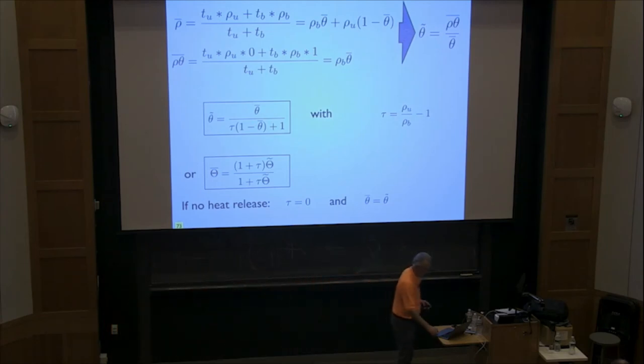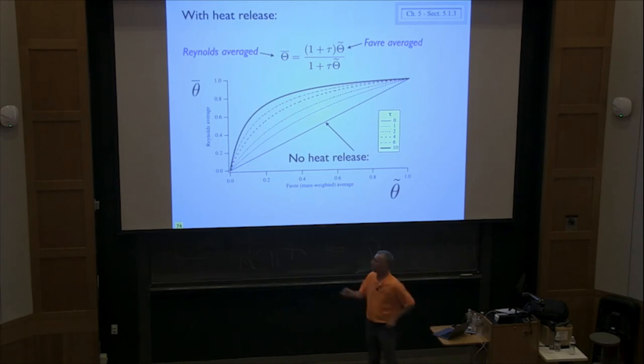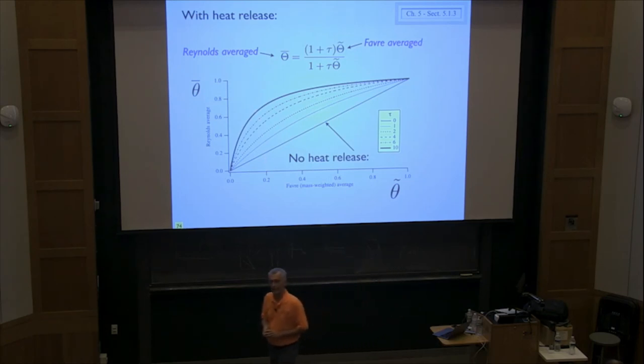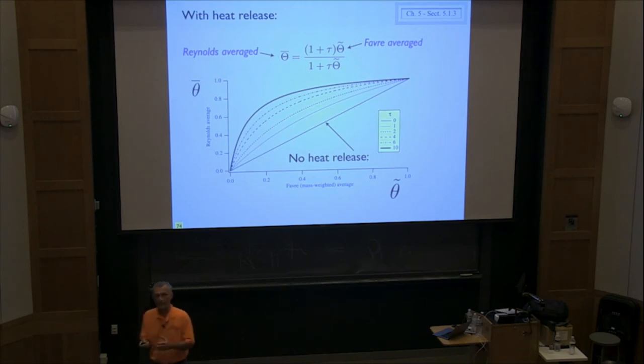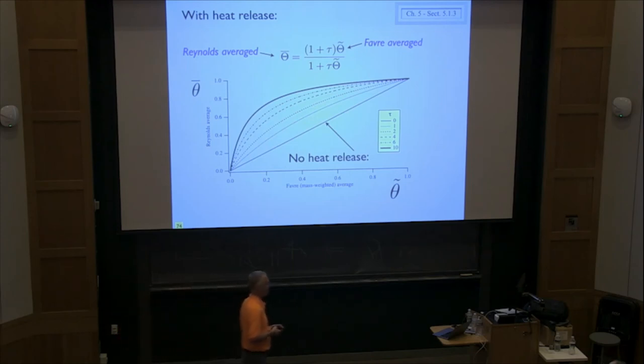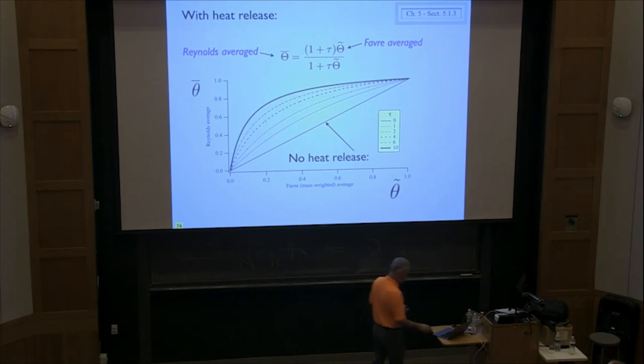But if there is heat release, you have a problem. So if you plot here the Favre average as a function of the Reynolds average, if you are on this line, they are equal. But you see that when you have heat release, like a heat release of 10, for example, you can have a Favre average of 0.2 and a Reynolds average of 0.7. Okay? So when you will want to compare now experimental data and your LES, you will have to worry about comparing Reynolds or comparing Favre. And that will be a significant problem.